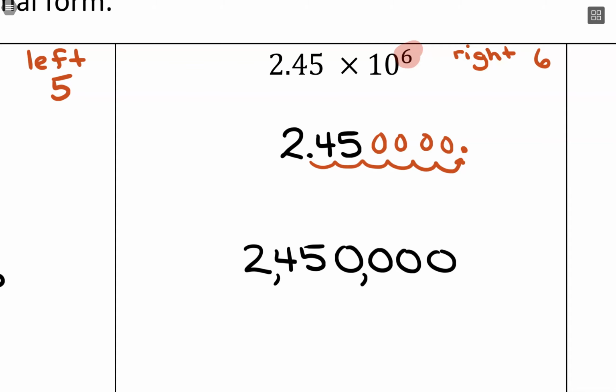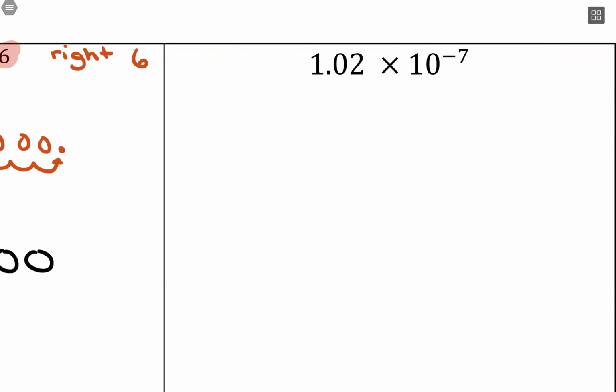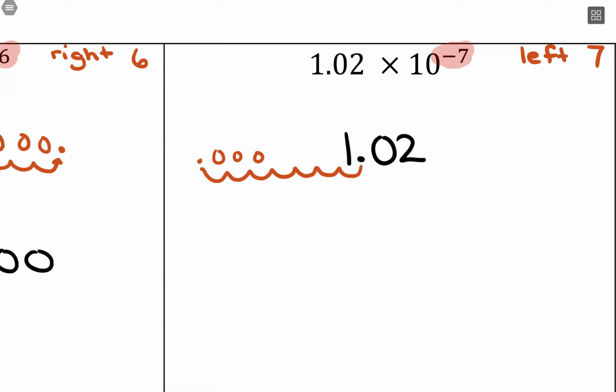That should do it. And then this last one here, we're going to have the 1.02. And then I just need to look at the exponent. So since it's negative, we're going to be moving to the left. And we're going 7 units. So we're going to go 1, 2, 3, 4, 5, 6, 7. So we're going to have 6 zeros there and then our number. So 0.0000001 02.